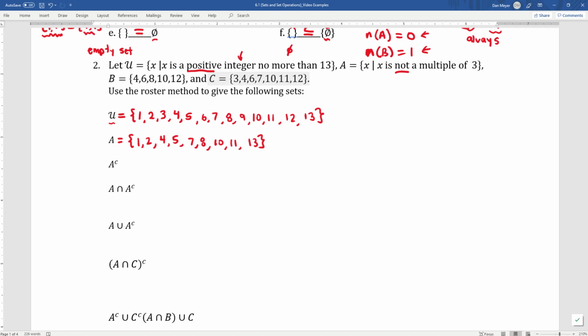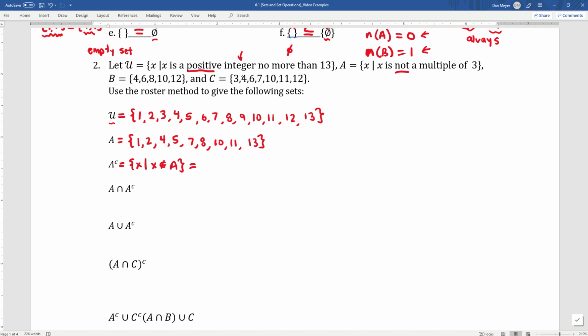The complement of A, that's what the superscript C means. The complement means all the things that are not in the set, the set of X such that X is not an element of A. So that would be a set builder way to describe the complement. We just want to pick the things that are not in A, all the things in our universal set that are not in A.